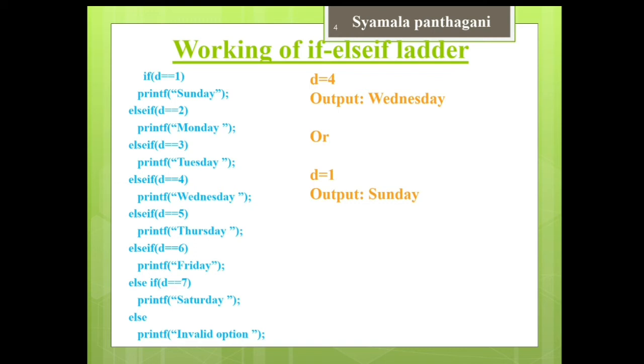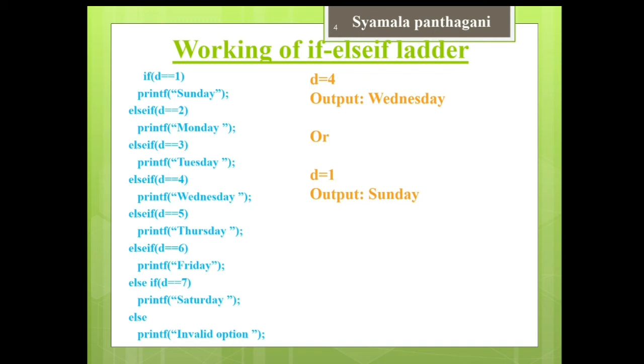Another example I have written here, d is equal to 1. If I have taken d is equal to 1, the compiler goes again to the first condition, d is equal to 1, means 1 is equal to 1. Yeah, this is true. That's why it prints the first block. That's why I have written here output Sunday.